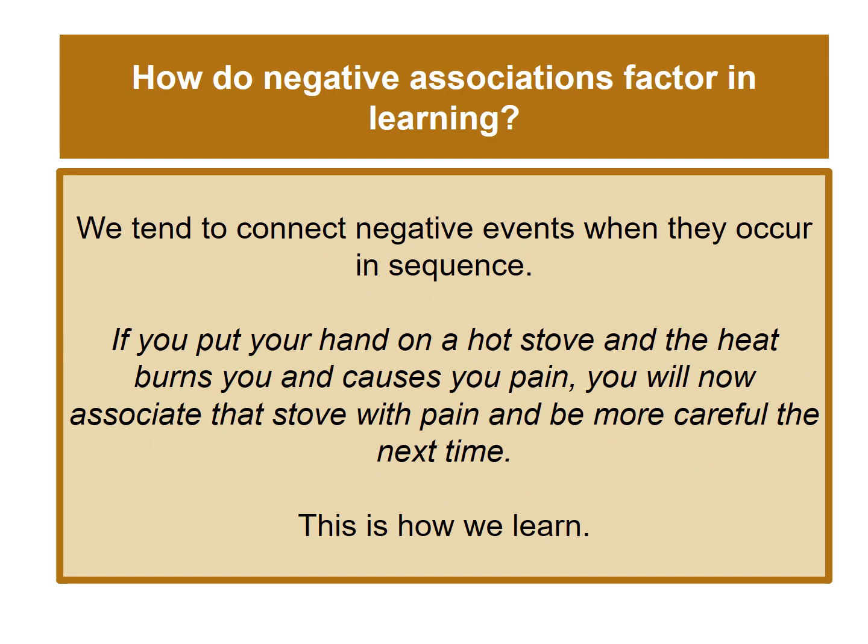Negative associations factor in learning too. We tend to connect negative events when they occur in sequence. So if you put your hand on a hot stove and the heat burns you and causes you pain, you'll now know to associate that stove with pain and be more careful the next time. That's how we learn.